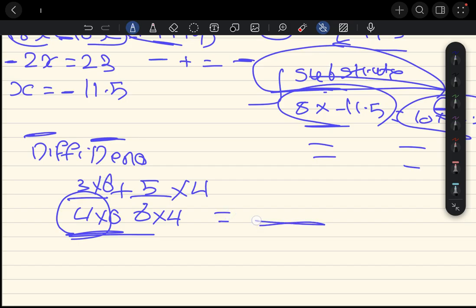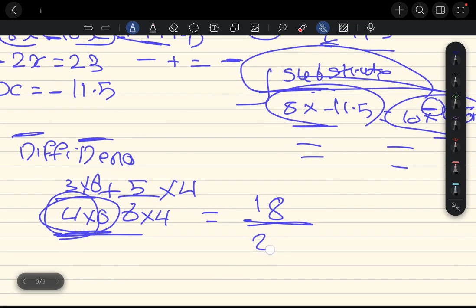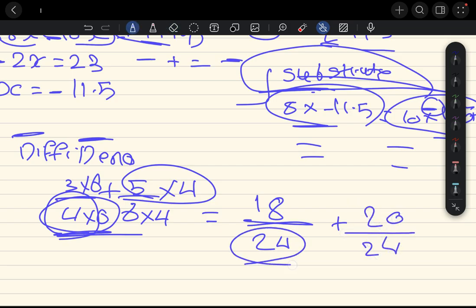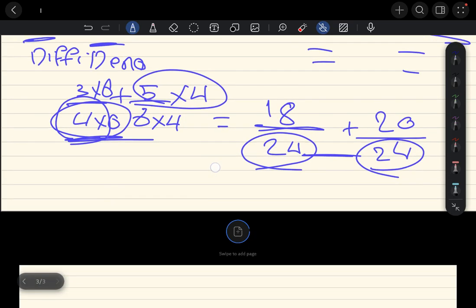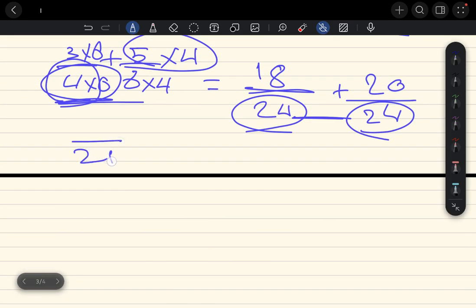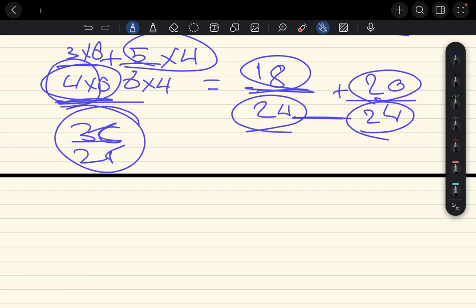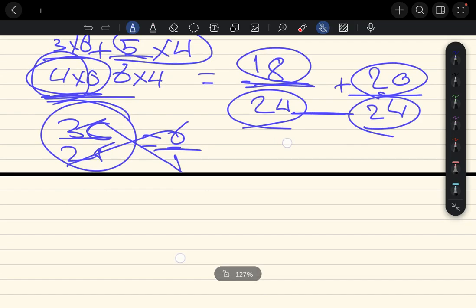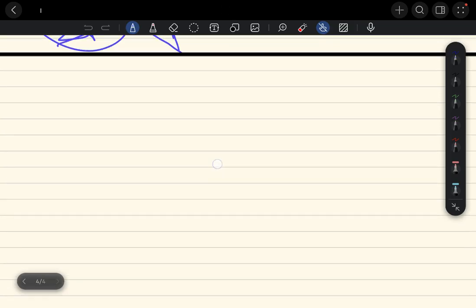So what we're gonna do is, it's gonna be 18 upon 4 multiplied by 6 is equal to 24, plus 5 multiplied by 4 is equal to 20. So it's gonna be 20 upon 24. We have the same denominator, so we're gonna add them. So with 24, 18 plus 20, it's gonna be 38. That's my final answer. For example, if I have 6, we're gonna continue the cross multiplication upon 1 like that. Let's get an example.